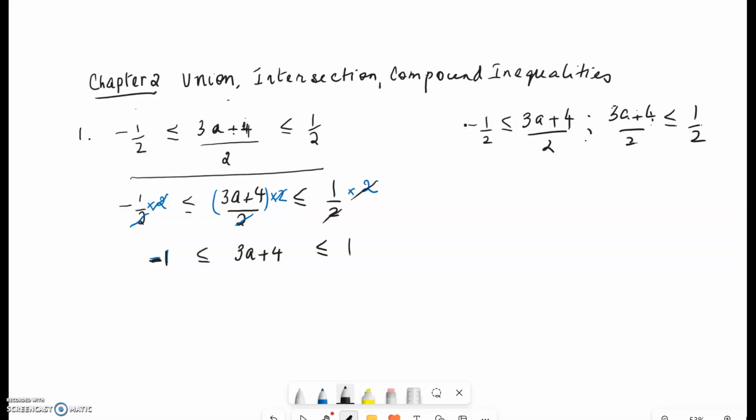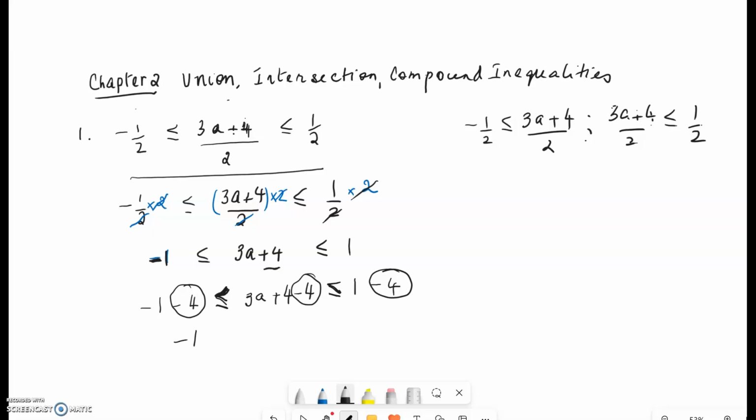Now we have to get a by itself. So we've got to get rid of the plus 4. So we have negative 1 minus 4. So we're going to throughout subtract 4. So 3a plus 4 minus 4, because we want to get rid of the 4 in the expression, but we have to subtract 4 throughout the expression. Sorry, not this. It is minus 4. Notice that's a minus 4, minus 4, minus 4 throughout the expression. And when you subtract a number, the direction of the inequality does not change.